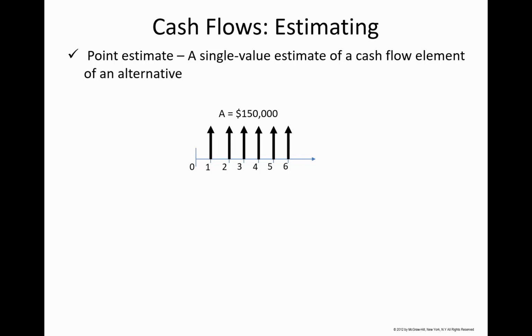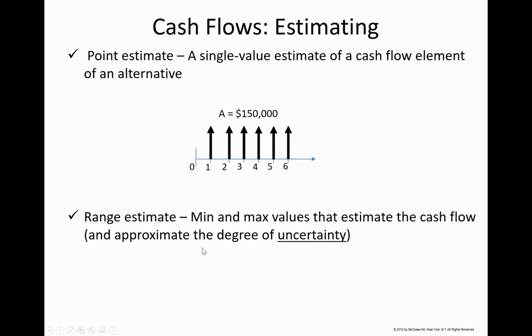And it's called uniform because the amounts are the same. And so if it says A and you can see that the arrows are approximately the same length, you can take that as a clue that the amount is going to be the same repeating amount every year. That's a point estimate. Now, we can also have range estimates.